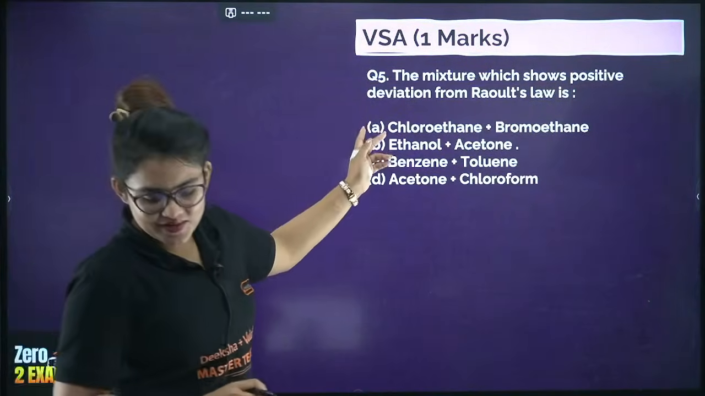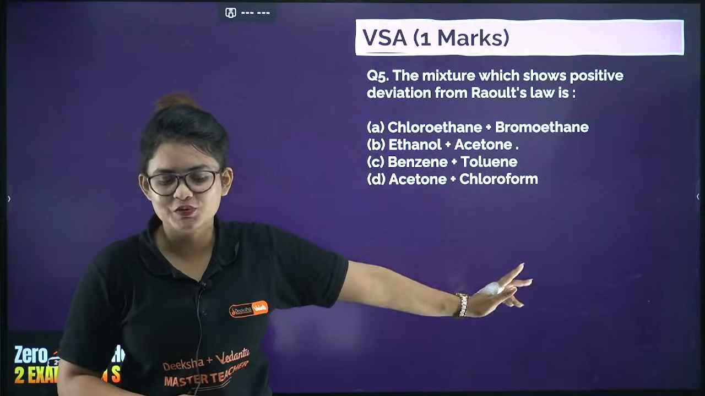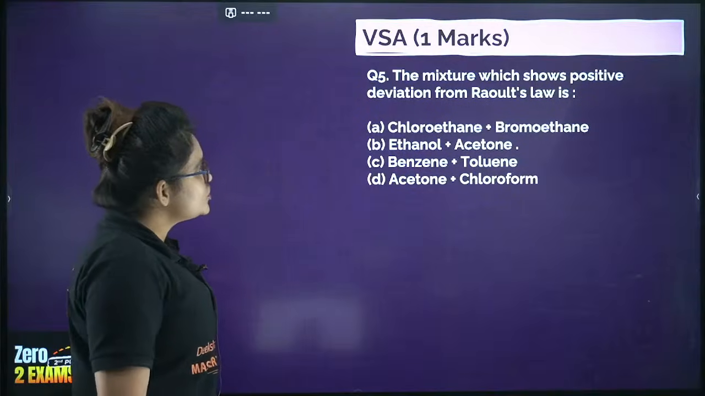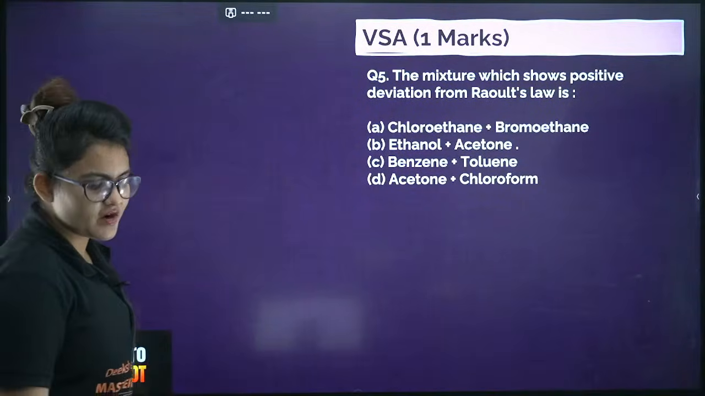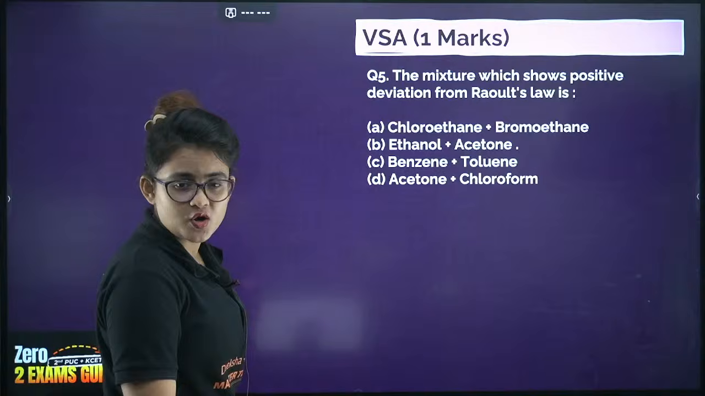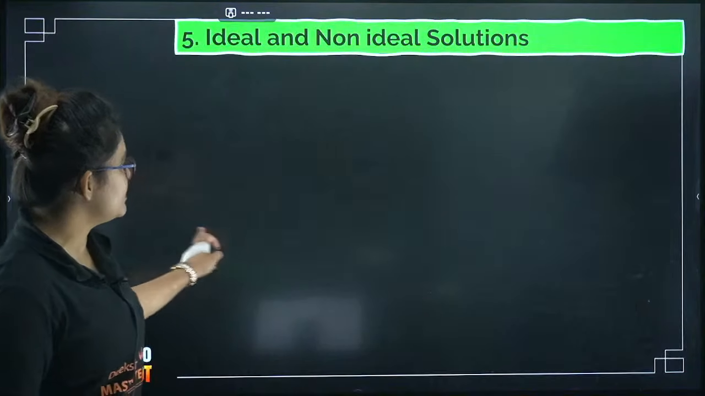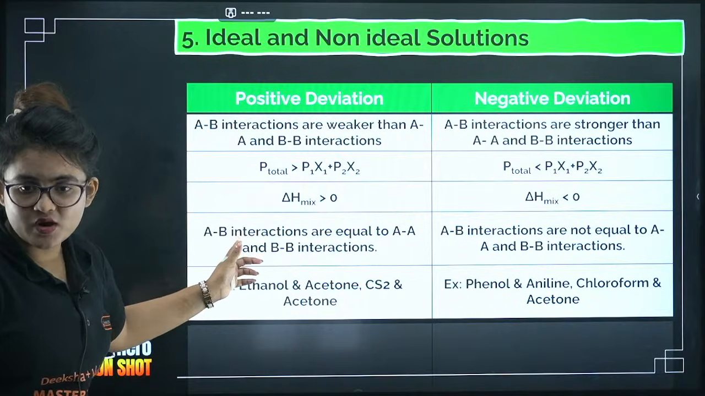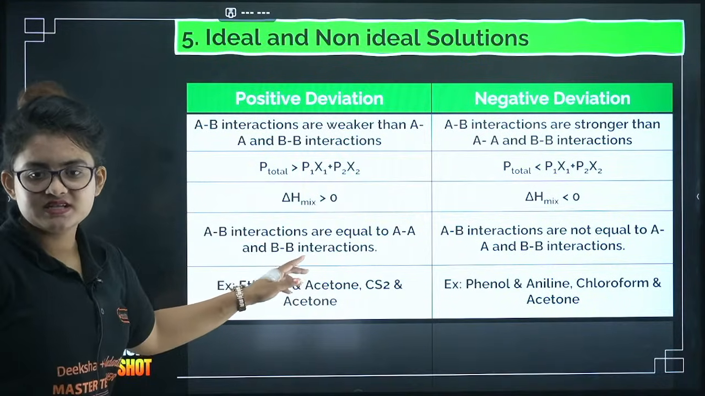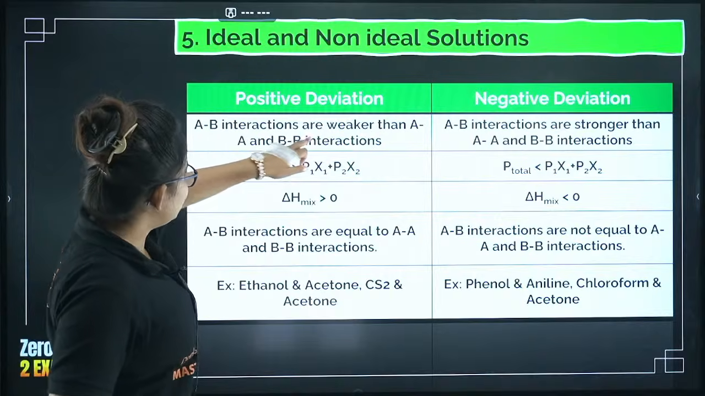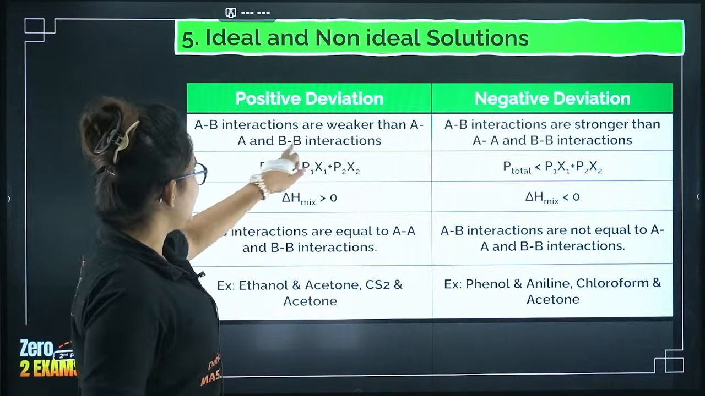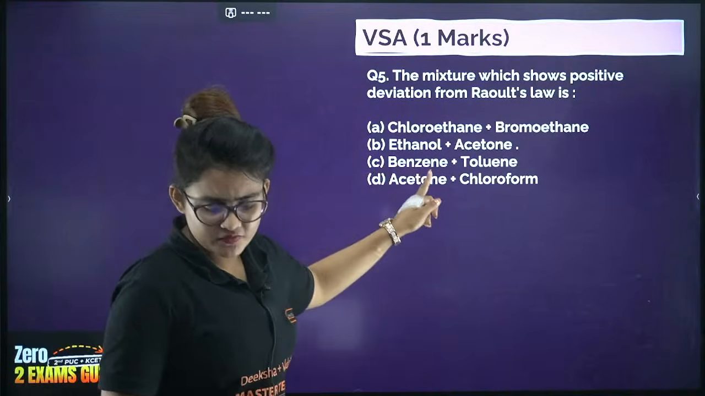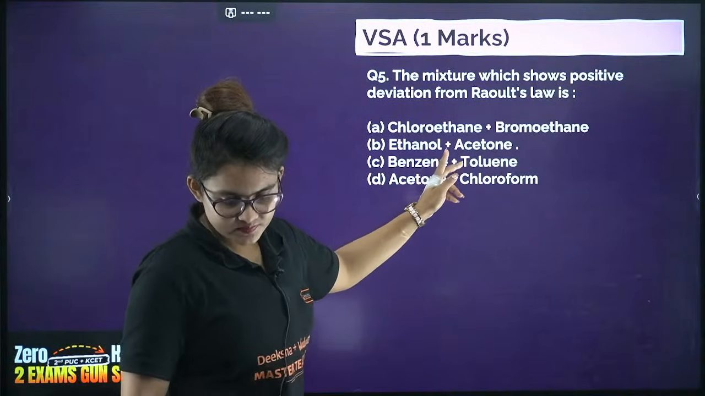Here comes your question, my dear. Please, I want you to answer it. Here you can see the mixture which shows positive deviation of Raoult's law. Positive deviation, I guess you remember the case. Think about the interaction: AB interactions are weaker than the AA and BB interactions, right? So for this case, just check what type of interaction is in the first one.